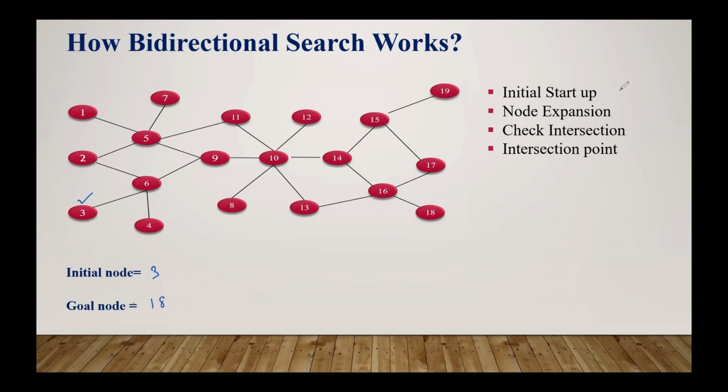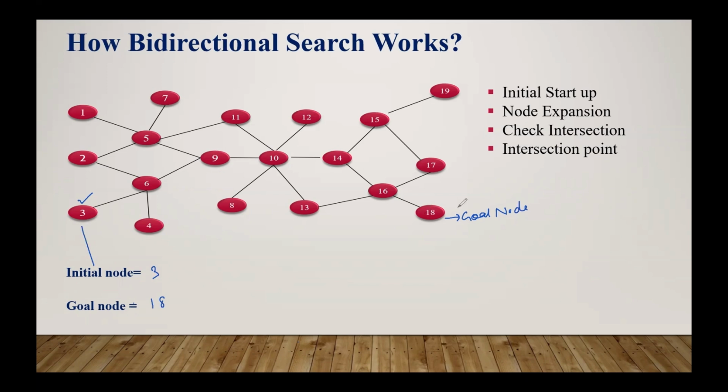So what does initial startup mean here? We have to search in two ways. This is our initial node, this is our goal node. This is our goal node, this is our initial node. So we have to start from this place and this place. Here we can use the BFS algorithm, DFS algorithm, or depth limit search algorithm. Any algorithm we can use, but in parallel.